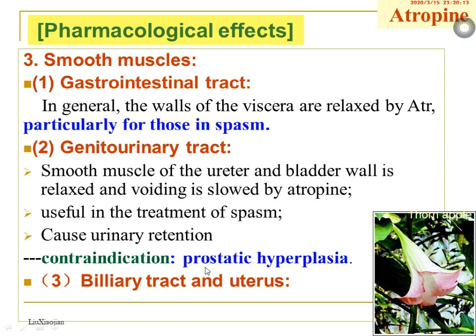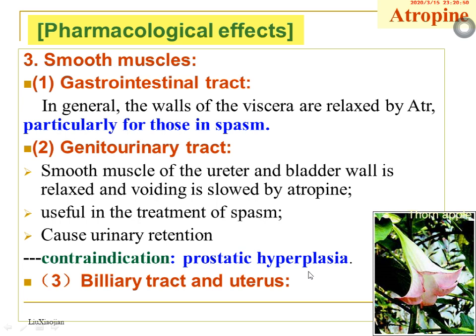It is prostatic hyperplasia. Remember, in the last section, I told you one contraindication of atropine is glaucoma because of increased intraocular pressure. But here, because of relaxation of the smooth muscle in the bladder or ureter, it will make urination more difficult, especially for those people with prostatic hyperplasia. I think you know this disease.